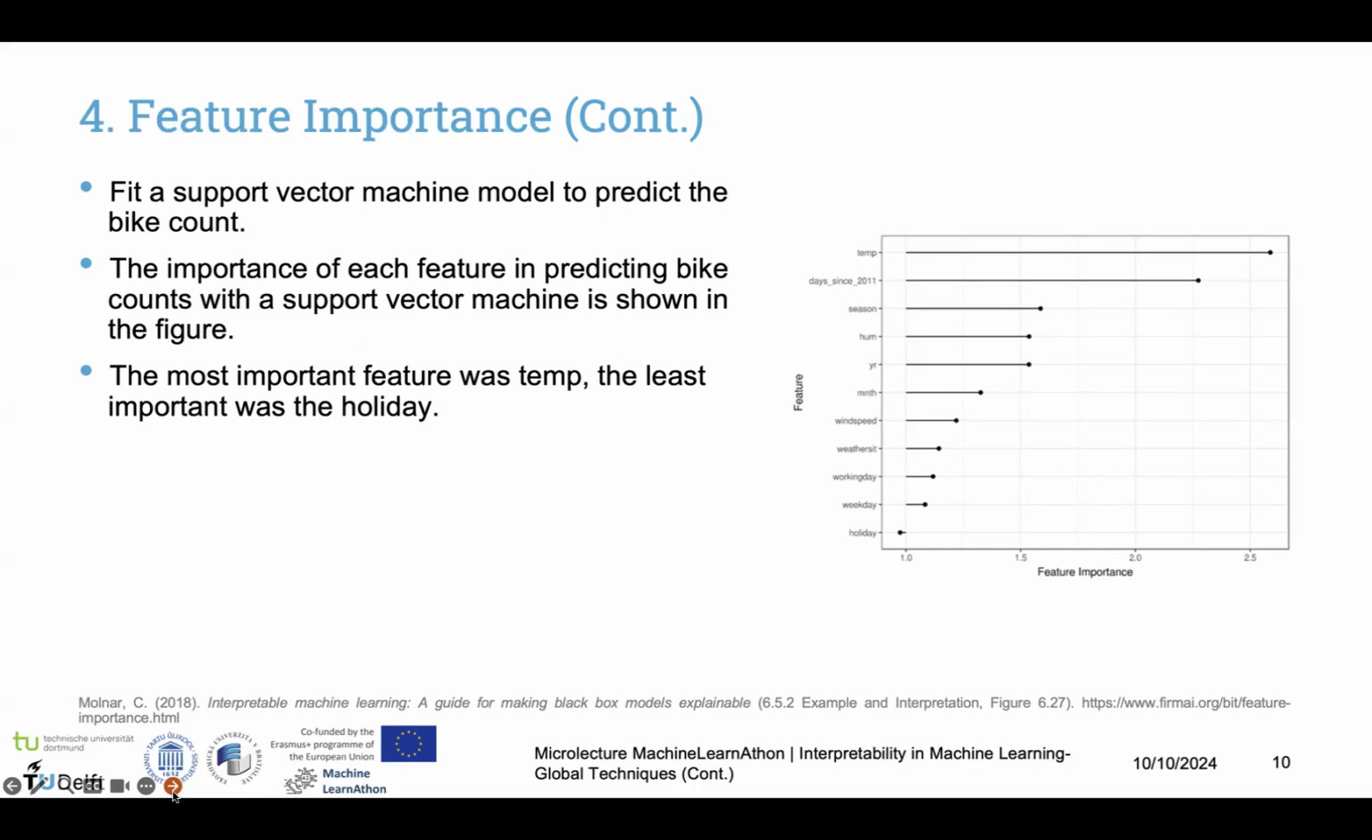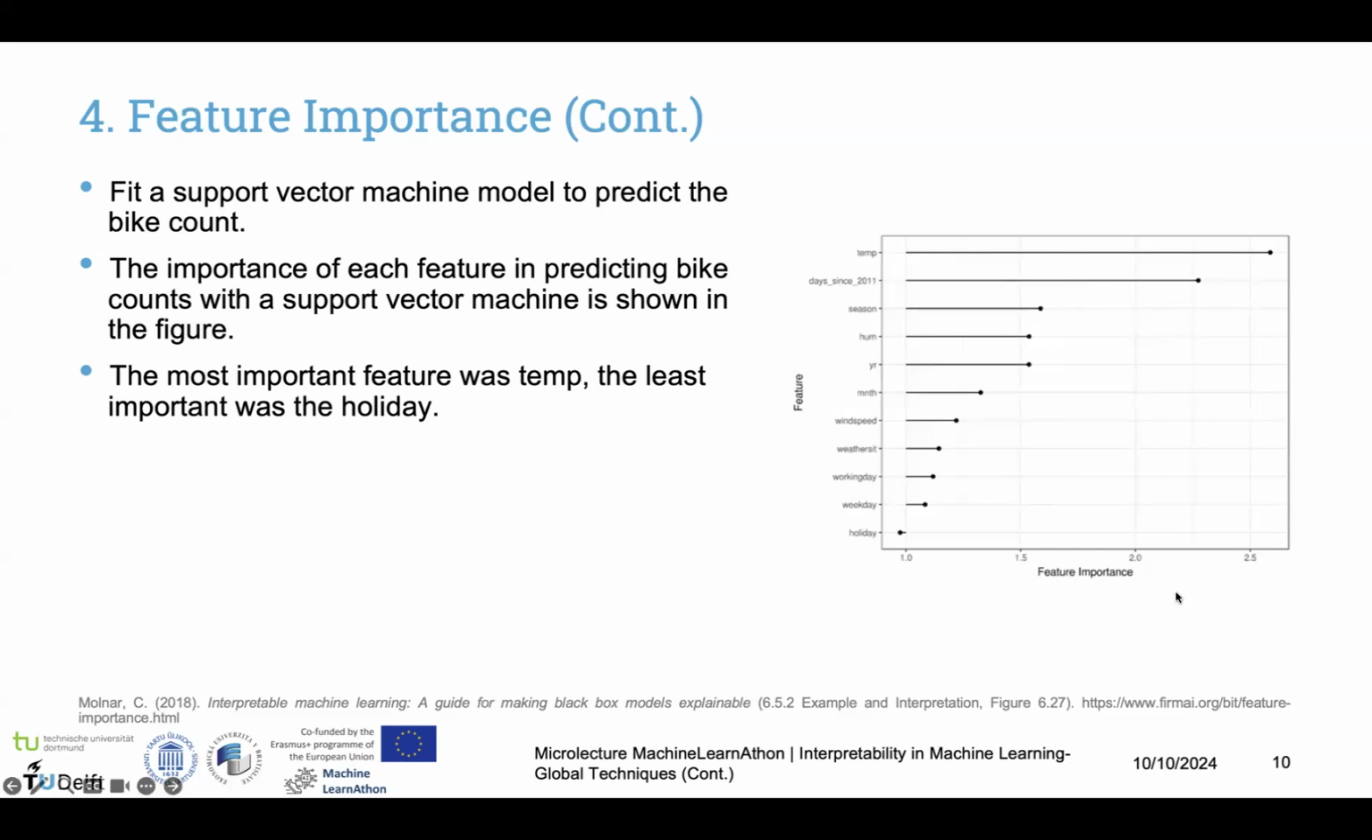So now let us try to visualize the feature importance exactly on the same rental bike data set that we considered in our previous micro lecture. On top of this rental bike data, we fit a support vector machine model, and we are trying to explain this model globally using the feature importance. And here in this figure, we can visualize the feature importance for all the features used in training the machine learning model based on the support vector machine.